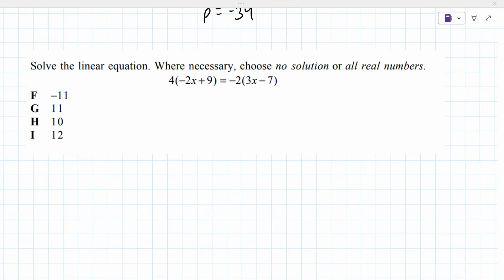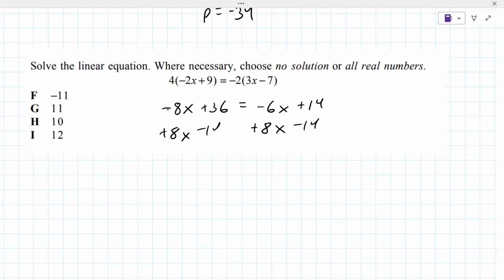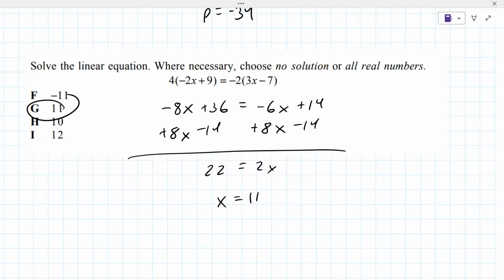G11. All right. And how confident are you in your answer? Confident. All right. Minus 6x plus 14. So you're going to add 8x to both sides. You subtract 14 from both sides. 22 equals 2x. X equals 11. You got it. All right.